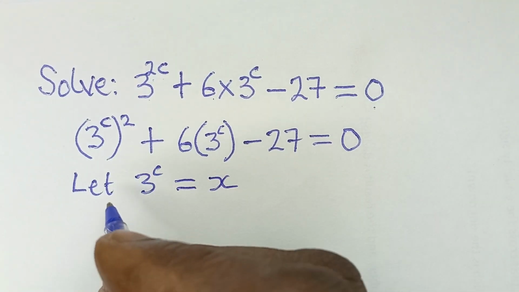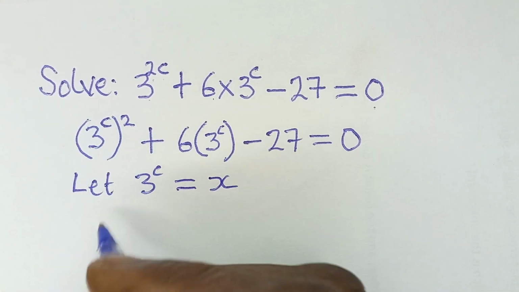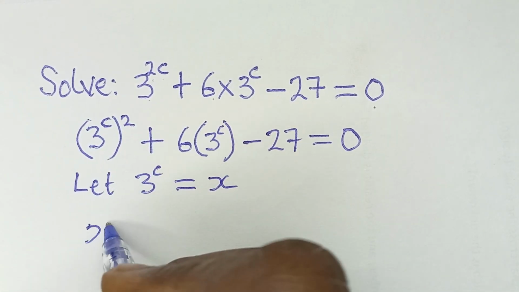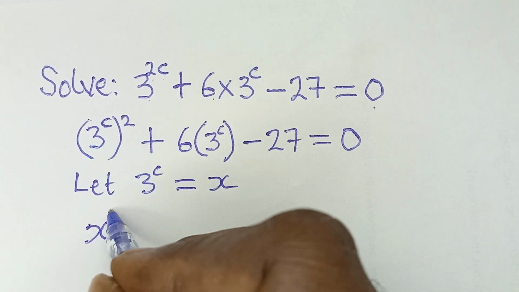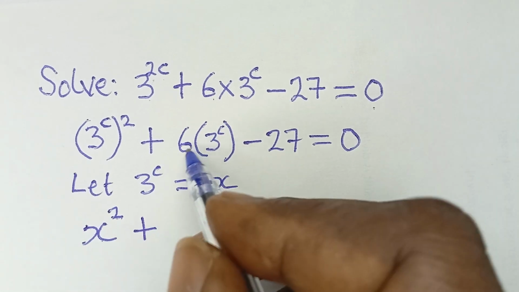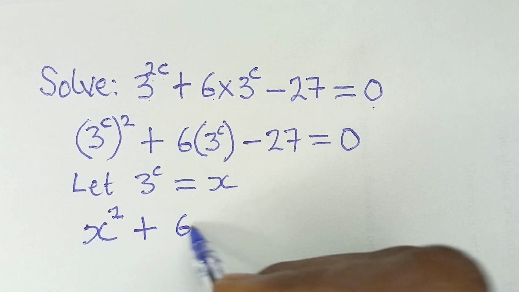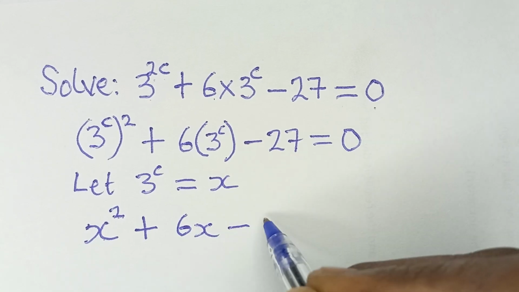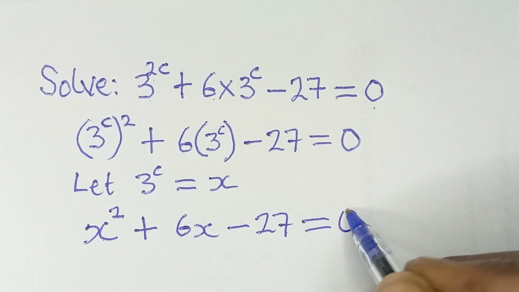So from there, you agree with me that this 3 raised to the power c becomes x. And then don't forget, this is raised to power 2. So it will be x raised to the power of 2. And then plus 6 multiplied by x, because 3 raised to the power c is x, so 6x. And then minus 27 is equal to 0.